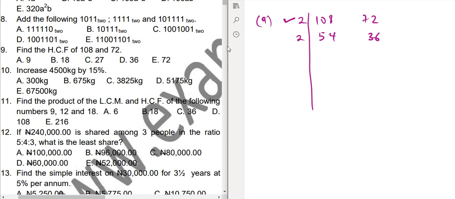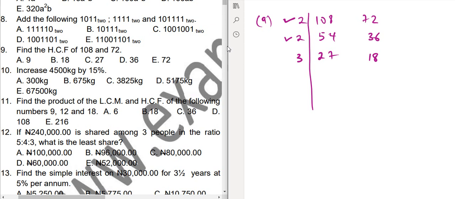2 can still go, right? Yes. 2 into 54 is 27. 2 into 36 is 18. So it divided both. We also mark it. Okay. 2 cannot go into both now. Let's just pick what can go into both. So 3 can go.